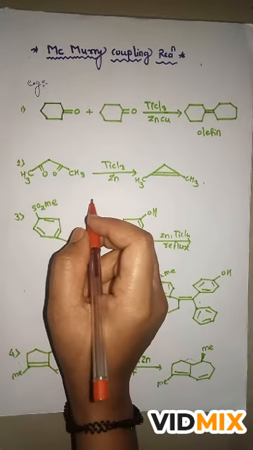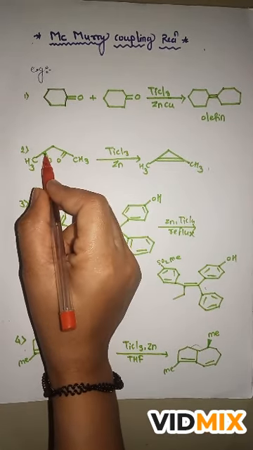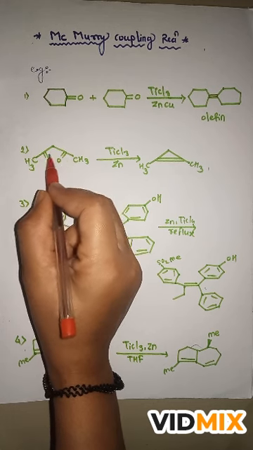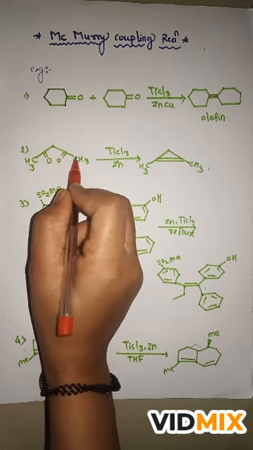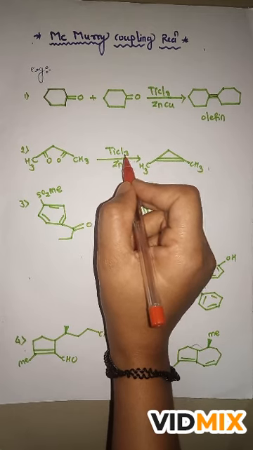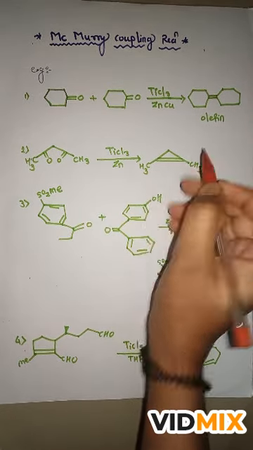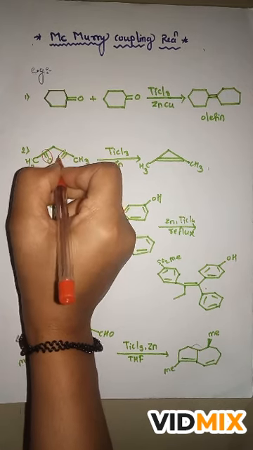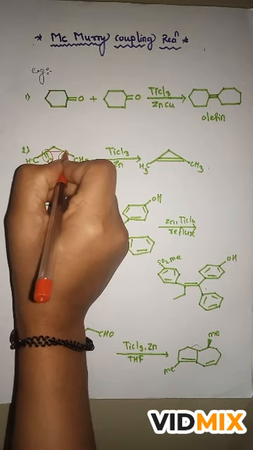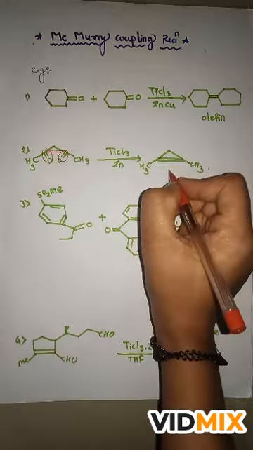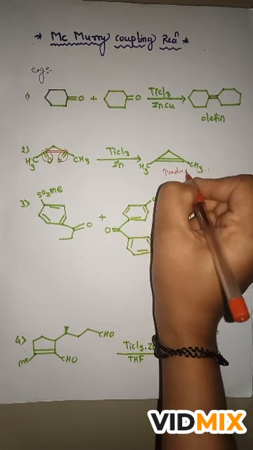A very simple example. This is again a twice ketone, but in a single reactant, again with TiCl3, zinc, and this olefin is formed. Just remove this double bond O and attach here a double bond. This is our product, olefin.